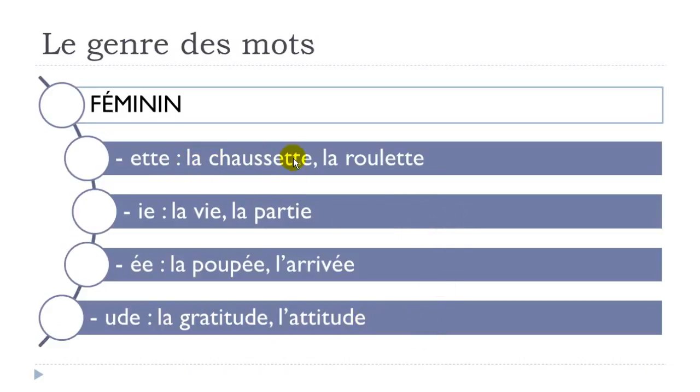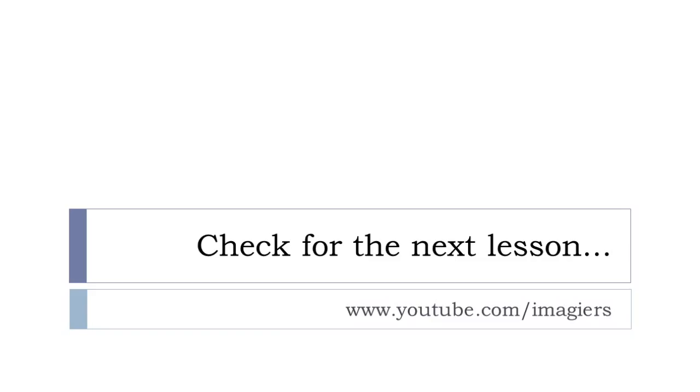La chaussette, la roulette, la vie, la partie, la poupée, l'arrivée, la gratitude, latitude. Okay, I know it's not the magic key that will help you forever and give you all the time the correct gender of the words, but still you've got some tips now.